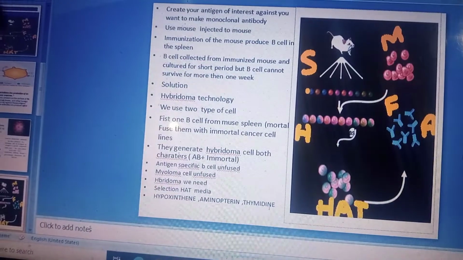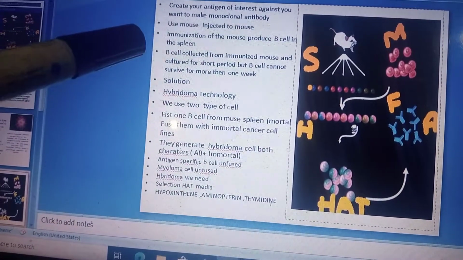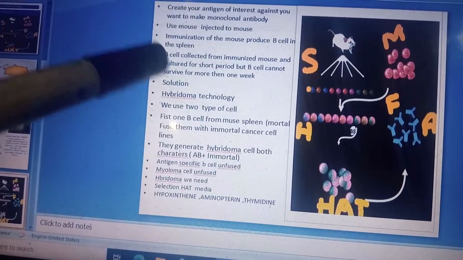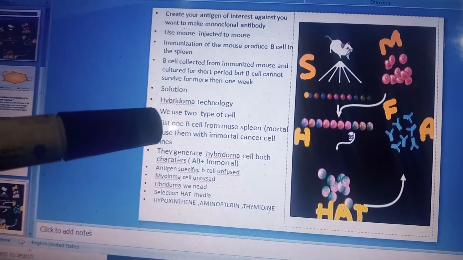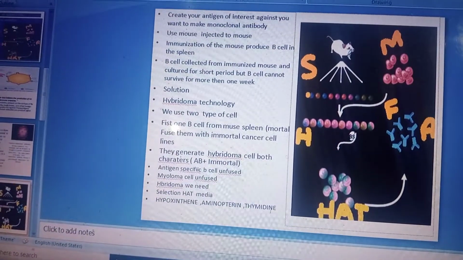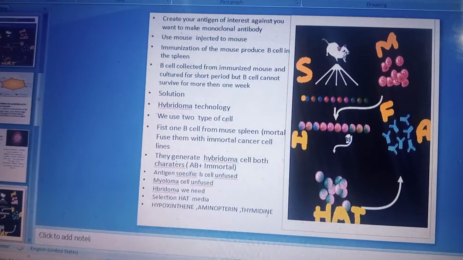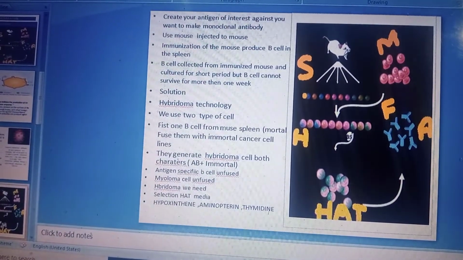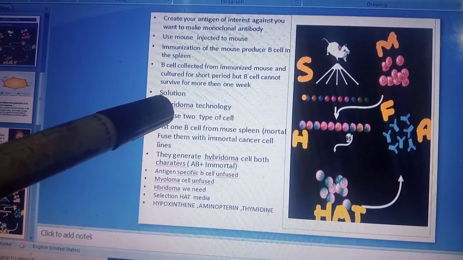Now these B cells are collected from the immunized mouse and cultured for a short period, but B cells cannot survive for more than a week because they are mortal cells. Now this is a big problem. How can you produce a large amount of antibodies? So the solution is that you can use hybridoma technology.